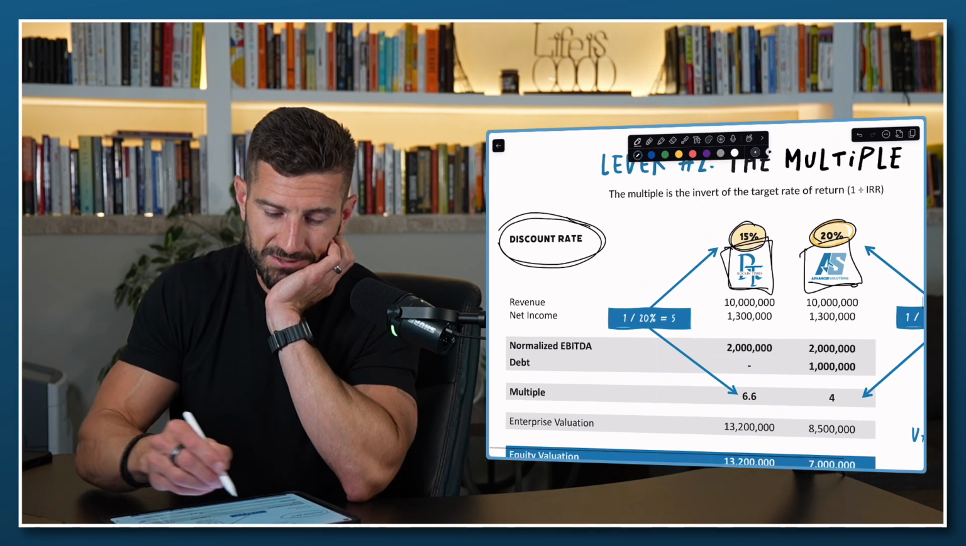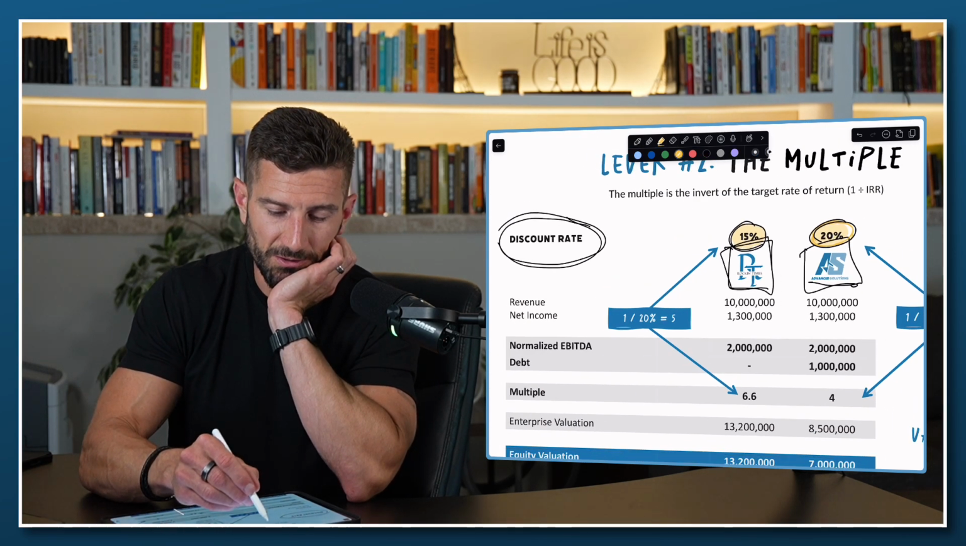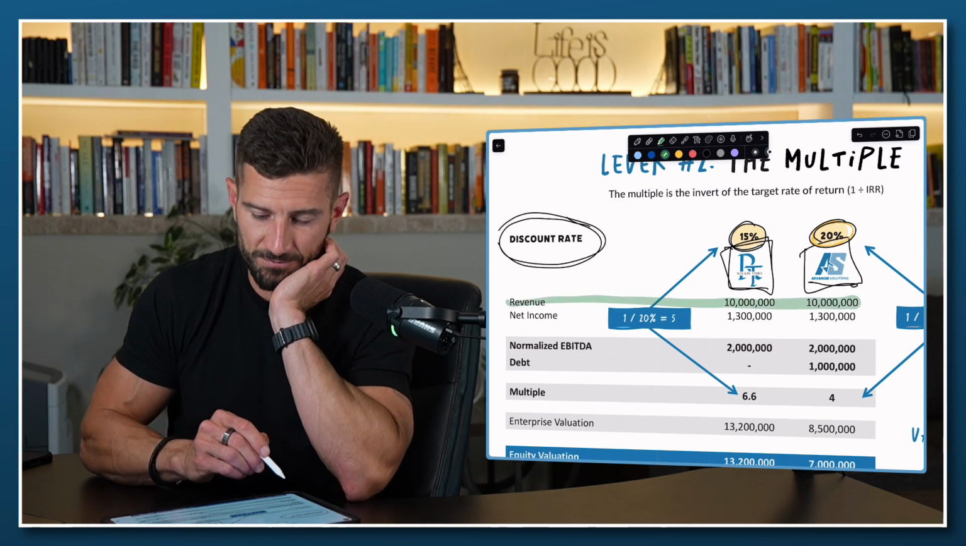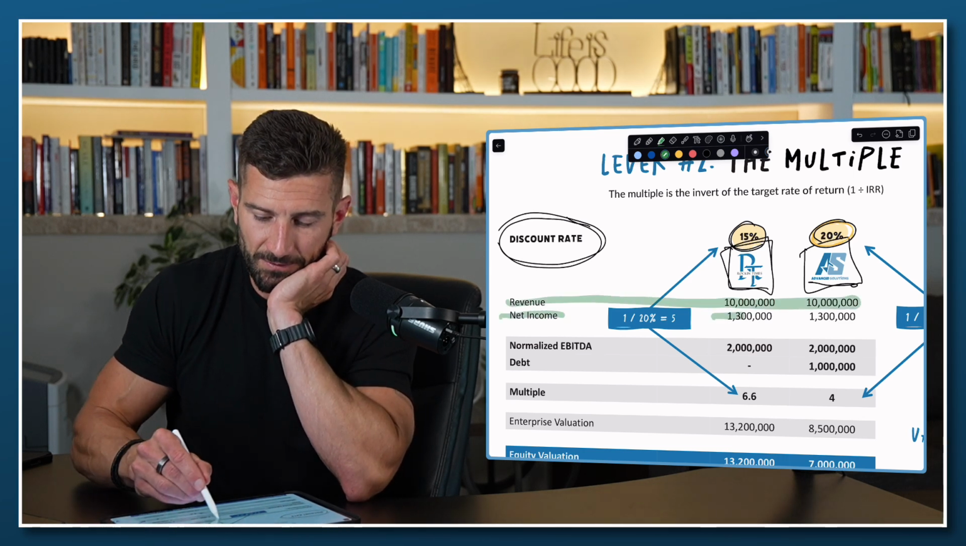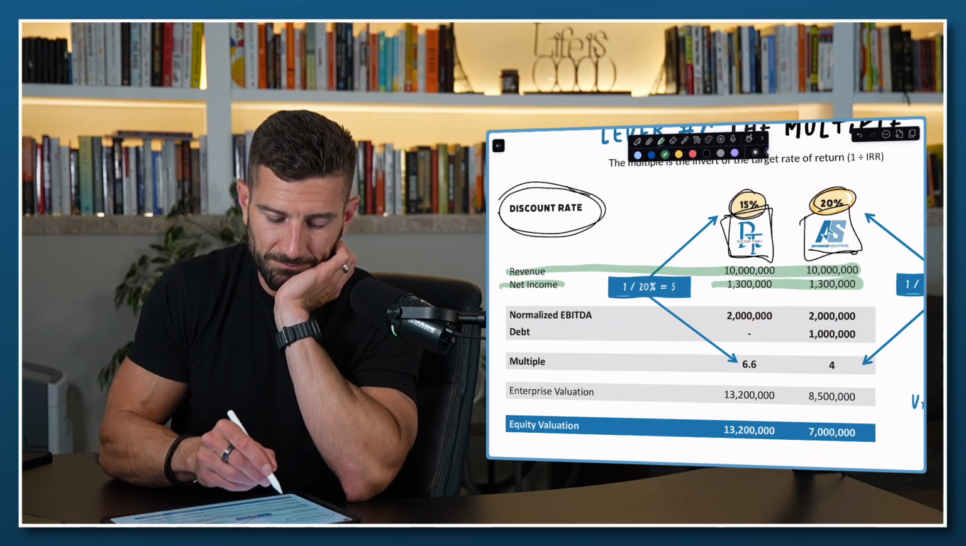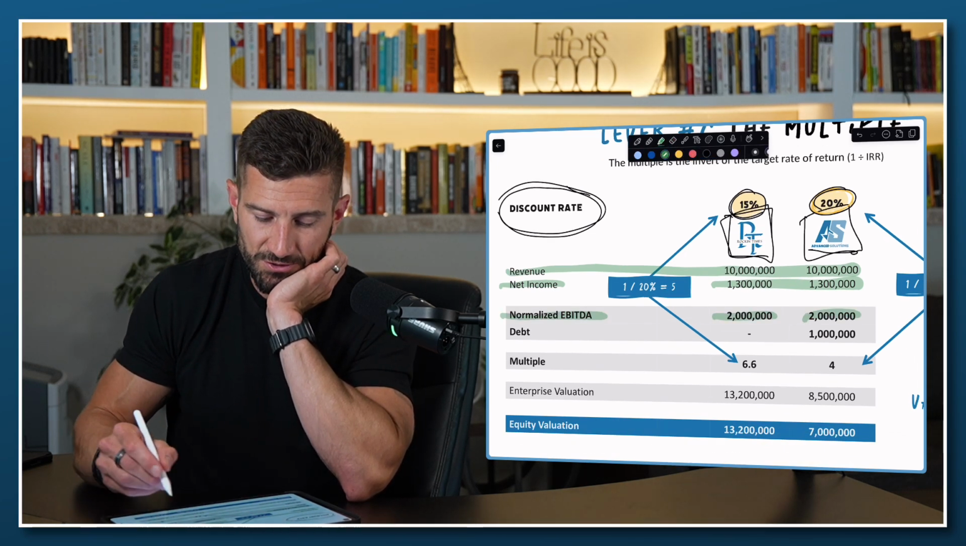Both of these companies, I'm going to walk you through line by line, so just bear with me here. Both have 10 million in revenue and a net income of 1.3 million bucks. Their normalized EBITDA is 2 million each.